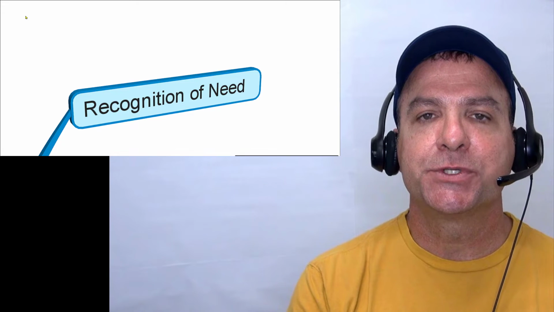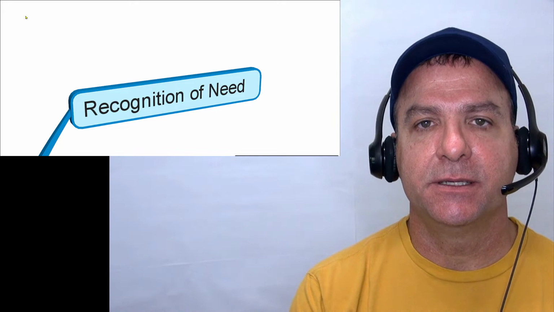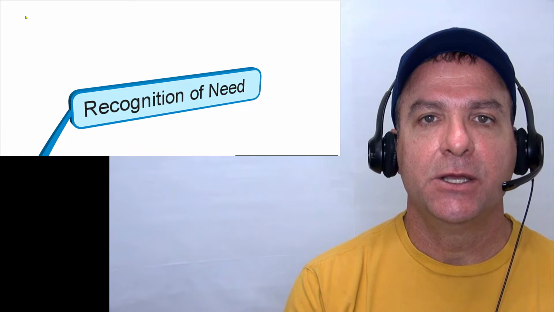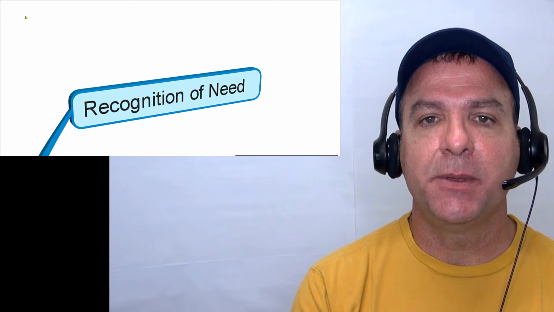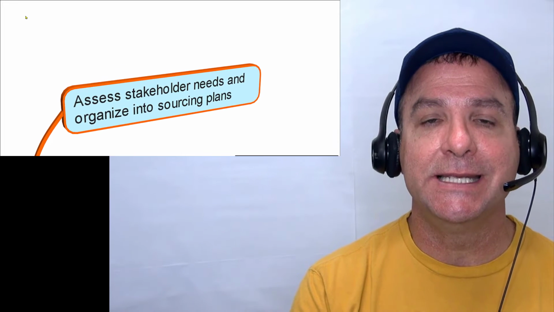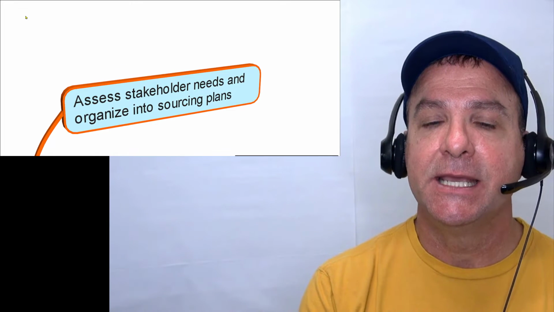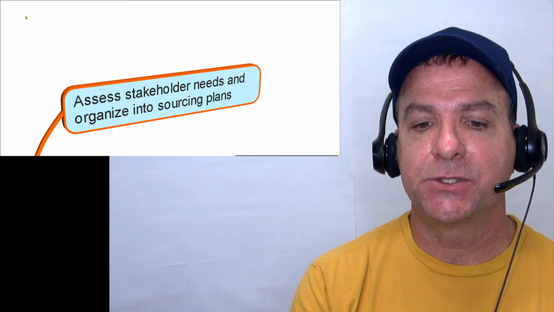The first step in the sourcing process is recognition of need. What specifically do I need to get for my organization? Now, this particular step is going to be made up of a few lessons. The first one is to assess your stakeholders' needs and organize that into a sourcing plan.